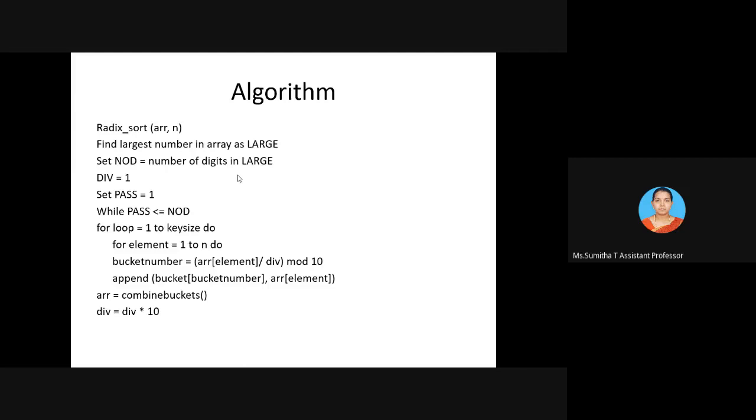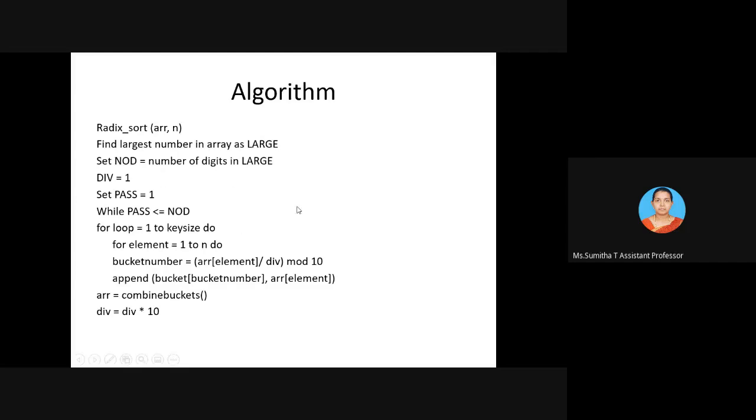And inside, what is the process? We have to find the unit place, 10th place, 100th place, like that. For that we use one concept, that is div equal to div multiplied by 10. With the help of this, we can find the position based on the place, unit place, 10th place, and insert into the particular bucket. In the inner loop we have another concept, that is we have to keep 10 buckets from 0 to 9. Based on that we can insert the elements.